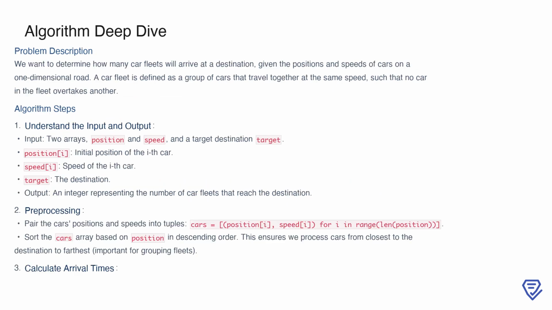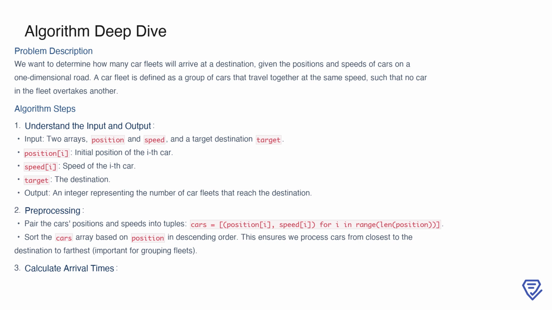To solve the car fleet problem, we first need to understand the goal. We have a group of cars traveling on a one-dimensional road, each starting at a specific position and moving at a certain speed. The task is to determine how many distinct car fleets will reach a given destination. A car fleet is a collection of cars that travel together at the same speed, where no car overtakes another within the fleet. This means that once a faster car catches up to a slower one, they move as a single unit at the slower car's pace.